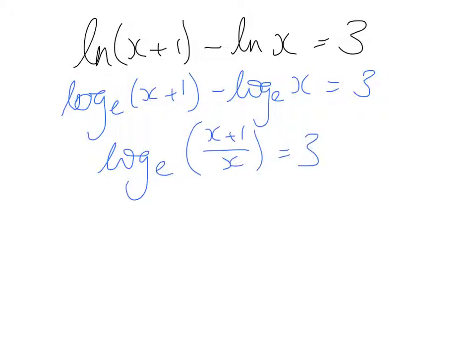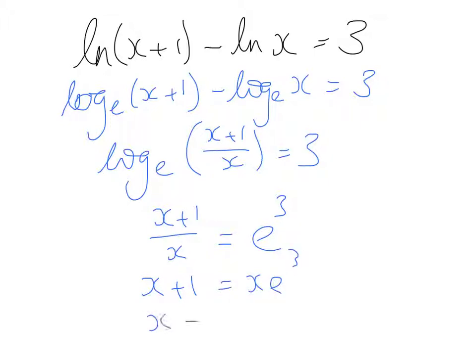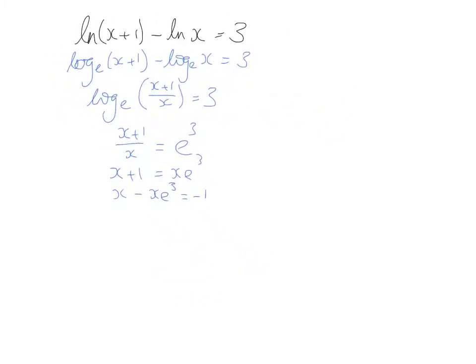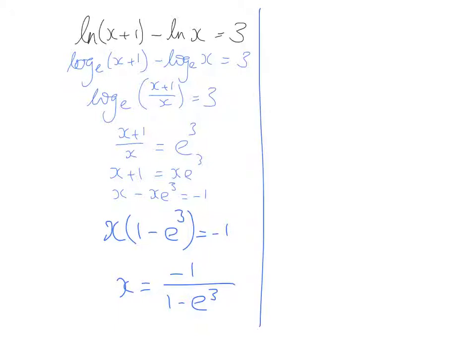The opposite of log to base e is e to the power of. So (x plus 1) over x is e to the 3. Multiply both sides by x. Get all your x's on one side. Ooh, run out of room. Factor out your x on the other side. And divide underneath. Done.